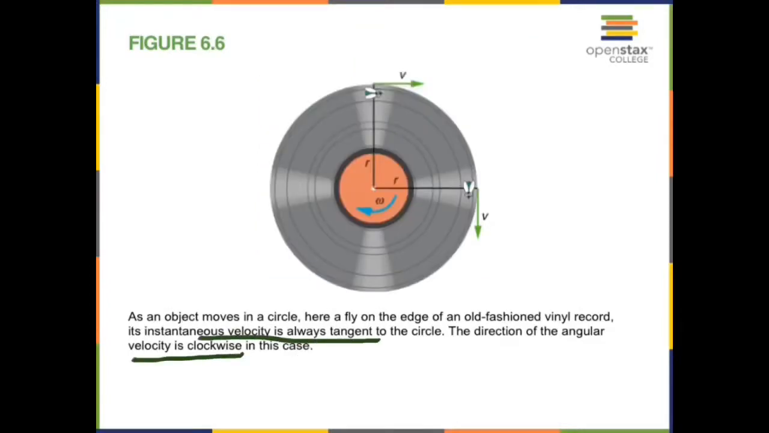Another point worth knowing is that the direction of the linear velocity is always tangential. So if this is rotating in the clockwise direction, at any point linear velocity is going to be along the tangent. So at any point it's along the tangent.